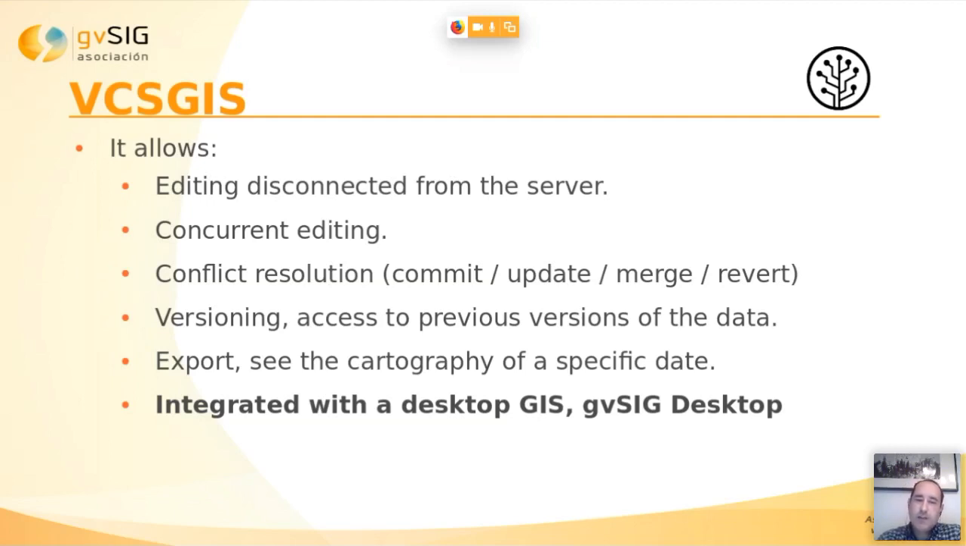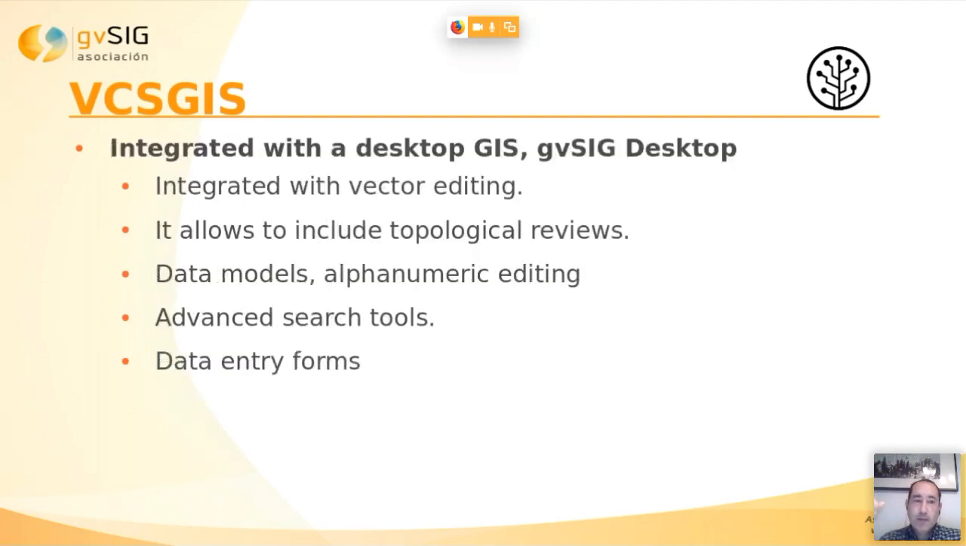So it's very useful. So we can see, for example, how the pavement was in a municipality, how the pavement or the signs were in a concrete date. And the most important thing is that it's integrated with a desktop GIS, in this case, gvSIG desktop. In this case, we have the vector editing tools available directly in gvSIG desktop.